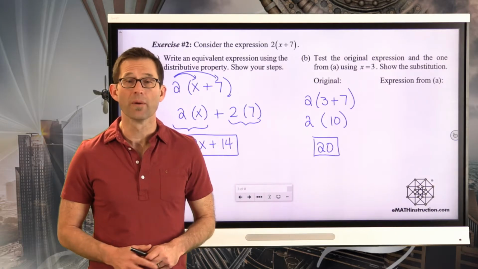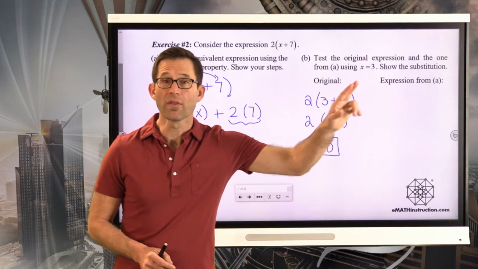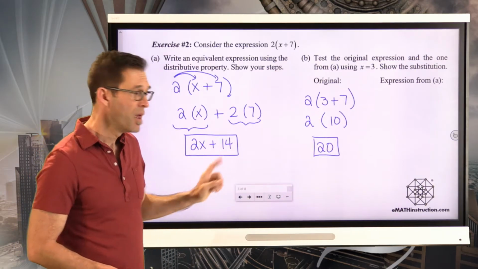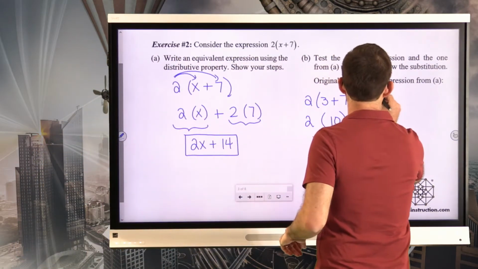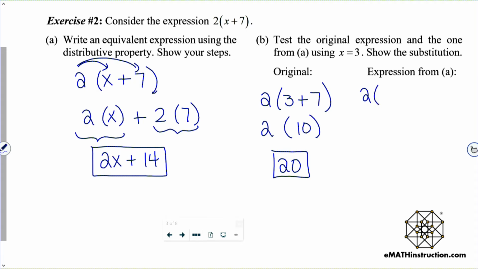All right, let's go through it. It's simple enough. All I want to do is take 3 and plug it in here. Now that expression, unlike the first one, says, all right, I want 2 times x, and then I'm going to add 14 at the end. Well, 2 times 3 is equal to 6. And then I've got 6 plus 14, and that's equal to 20.